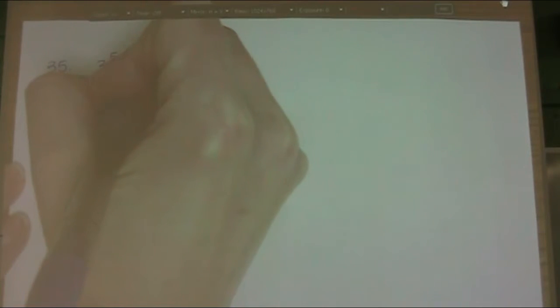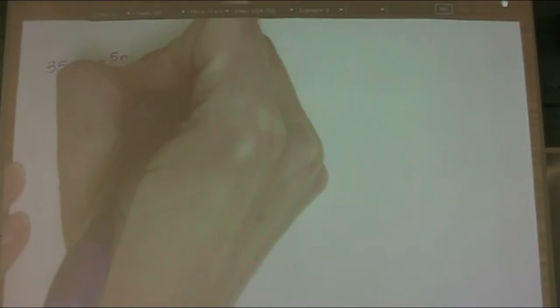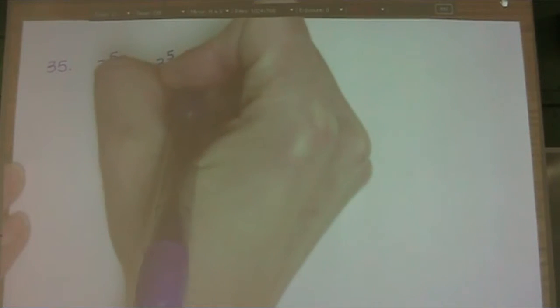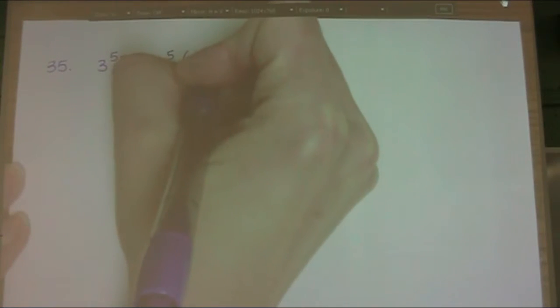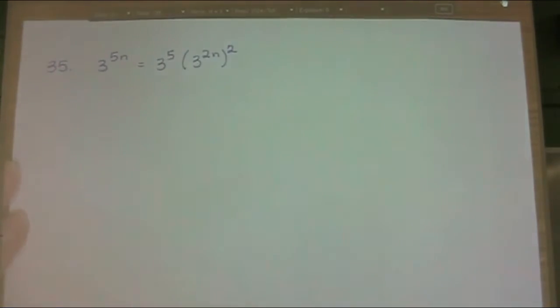The first one that we have is 35. We have 3 to the 5n power equals 3 to the 5th times 3 to the 2n raised to the 2nd power. Now, I don't want to take 3 to the 5th and put that in my calculator and find out what ginormous number it is. What I can see is that I want to get the same base on both sides. And that base I can see right now is going to be 3.